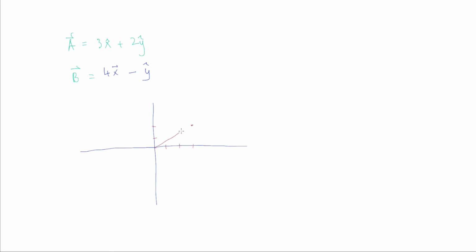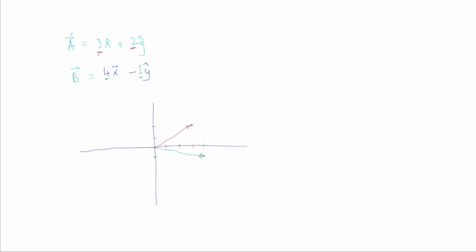So vector A is going to look like this because I'm going 3 steps to the right and 2 steps up. For vector B, I'm going to go 4 steps to the right and a step down. If there's no number here, it means it's a 1. So I'm going 4 steps over and a step down, which would take me there, right?